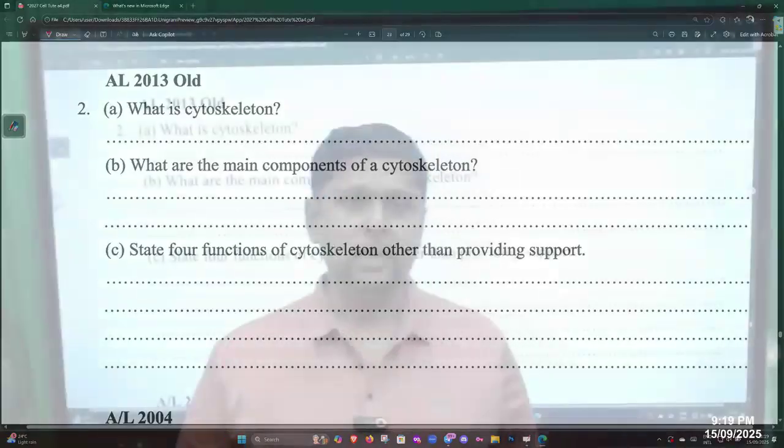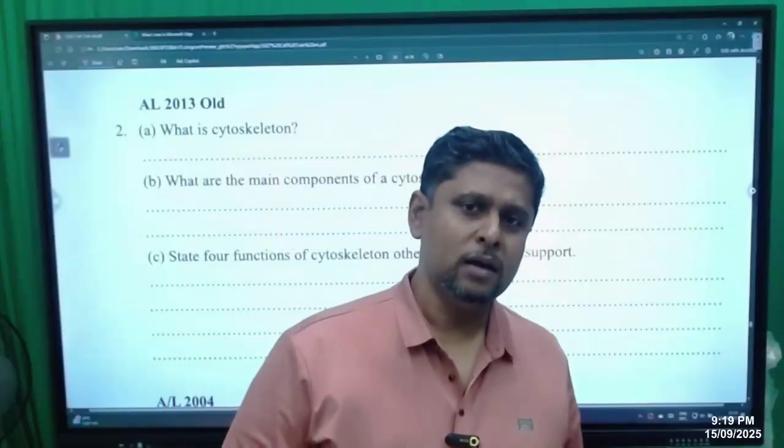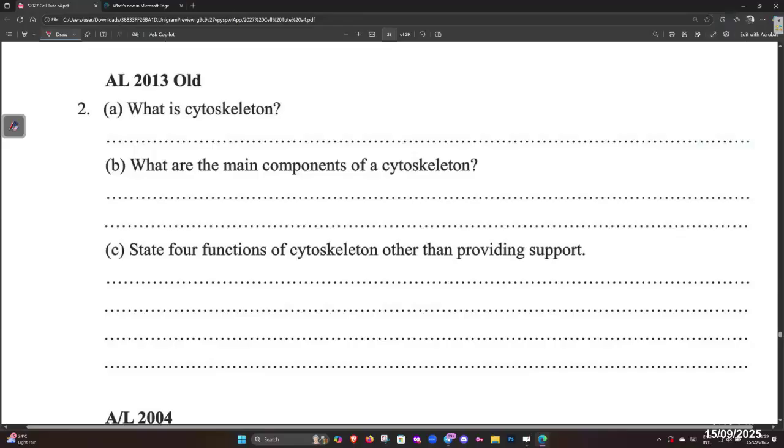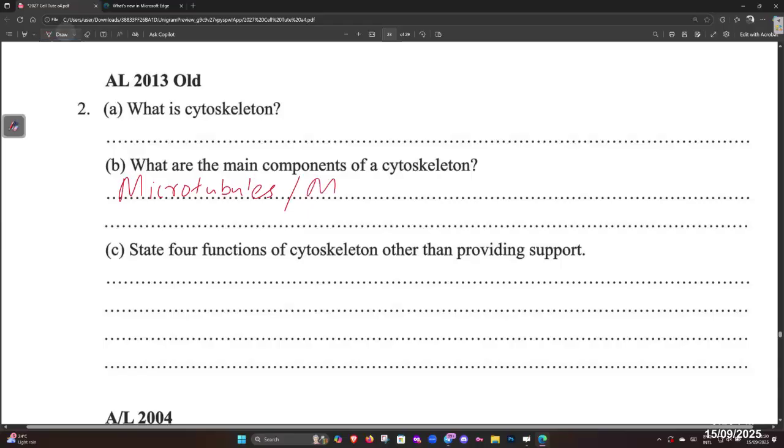Microtubules, actin filaments, microfilaments, and what is the third one? Intermediate filaments.